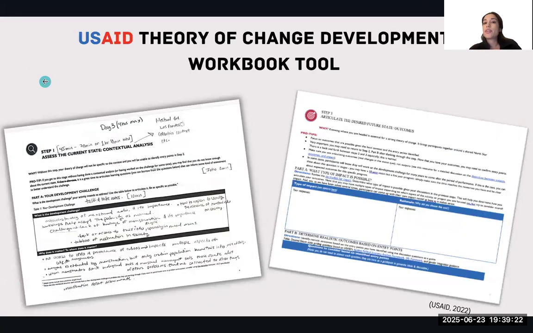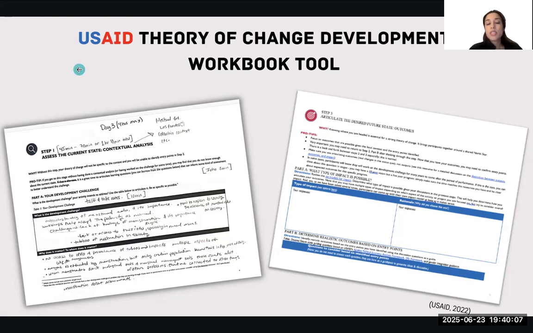Then I used the USAID Theory of Change development workbook tool, which is a lot, so I'll just call it the workbook tool. This was developed by USAID in Vietnam. The document is about 20 pages long, and it's meant to help practitioners or program managers understand what the theory of change is for the project, refine it better, and then create a visual.